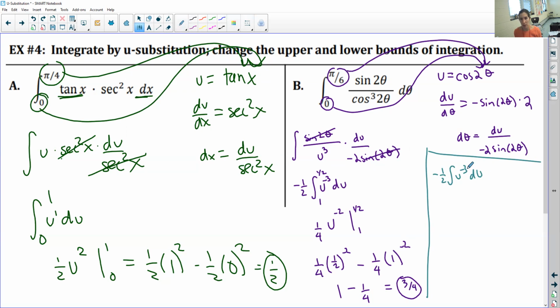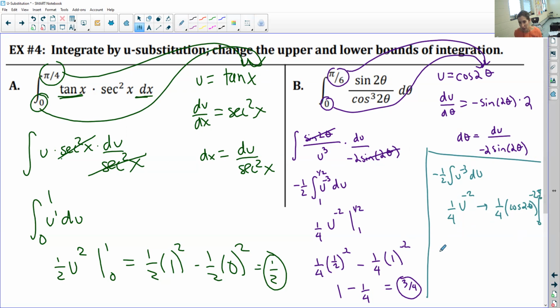So now you'd add 1 to the power. So it'd be u to the negative 2 divided by the new power. That's still going to be 1/4. And then now I'm going to go back to x. So it will be 1/4 times cosine of 2 theta to the negative 2. And that's where I'm going to go from 0 to pi over 6.